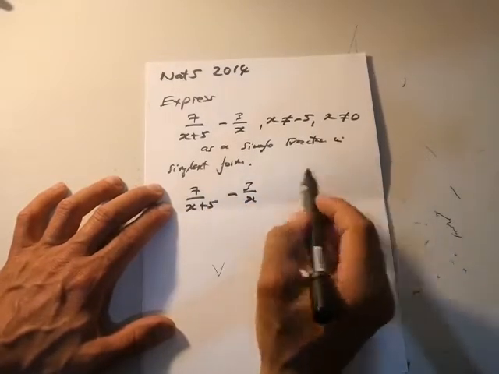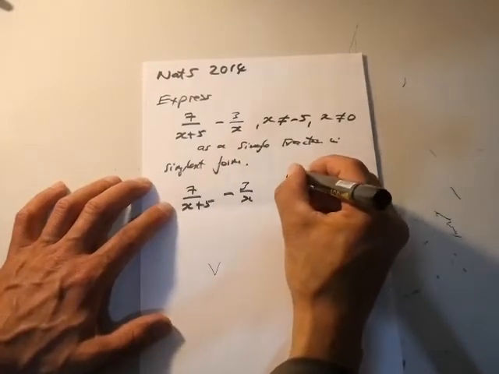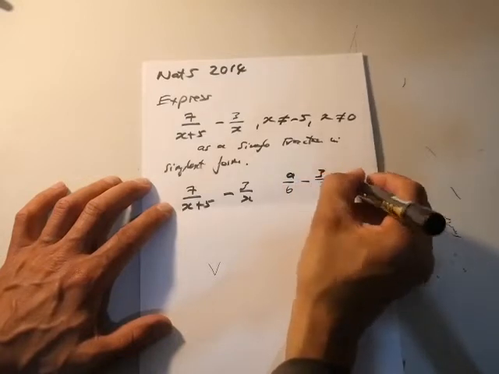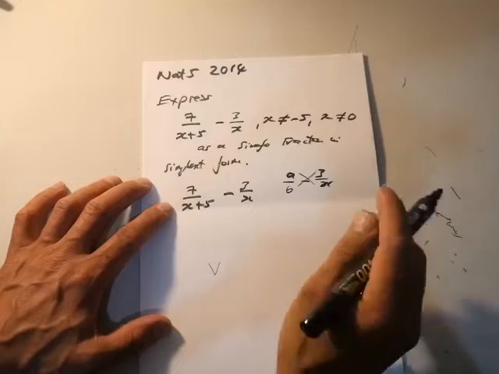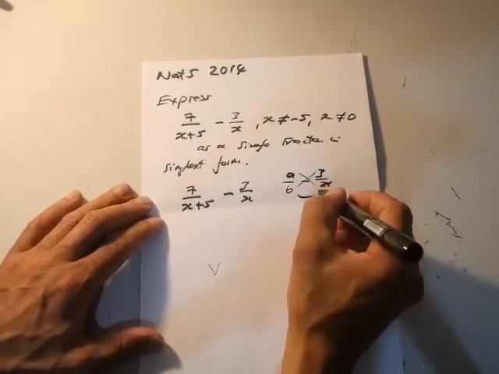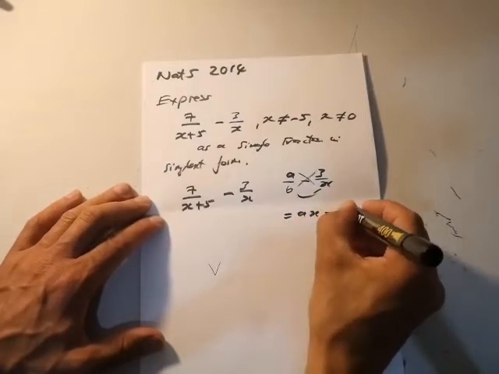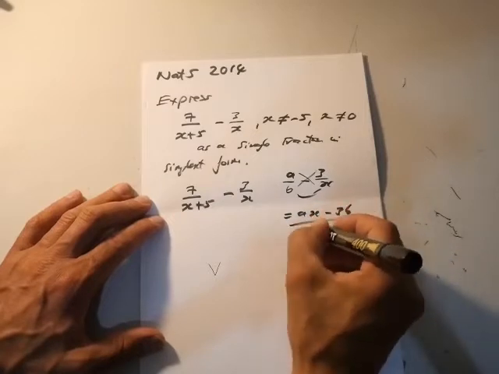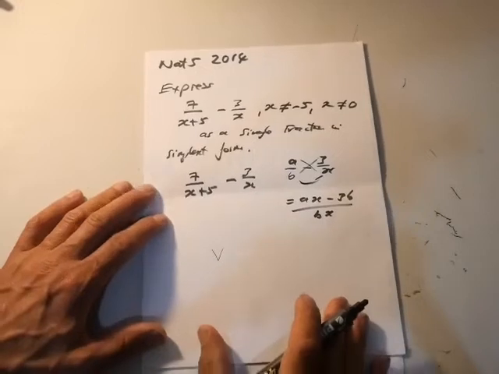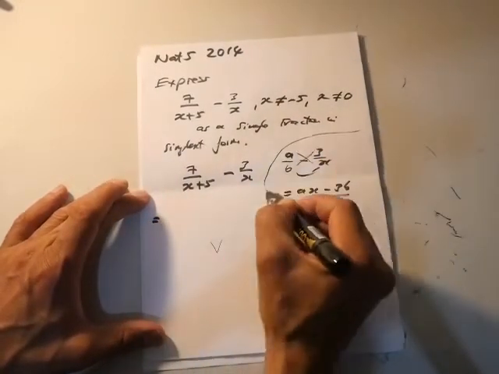I mentioned in an earlier video how you cross multiply. So if you go a over b minus 3 over x, you cross multiply that like that, okay? And then multiply those two. So you get ax minus 3b over bx, okay?